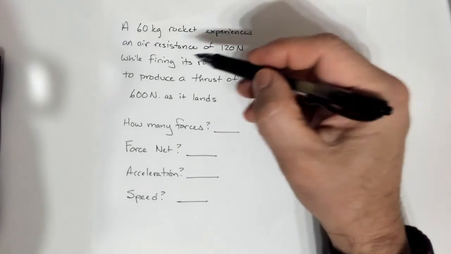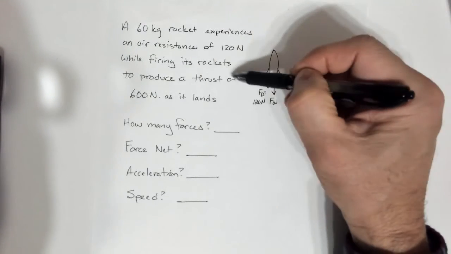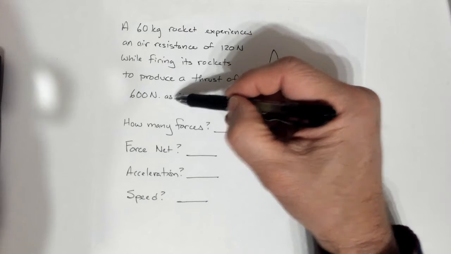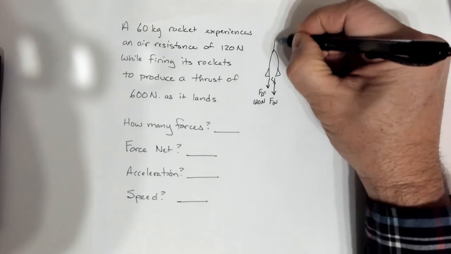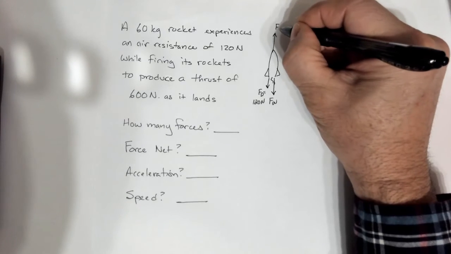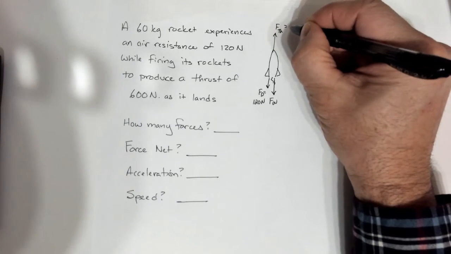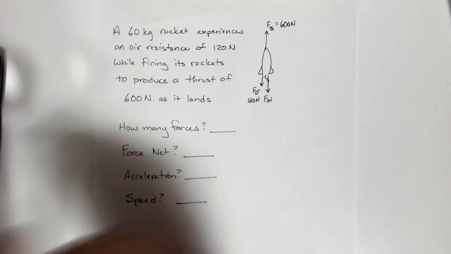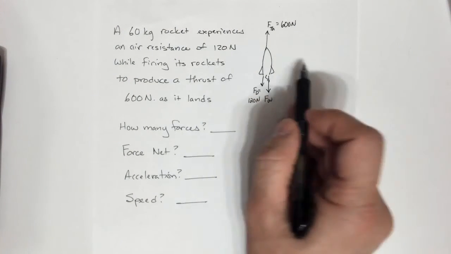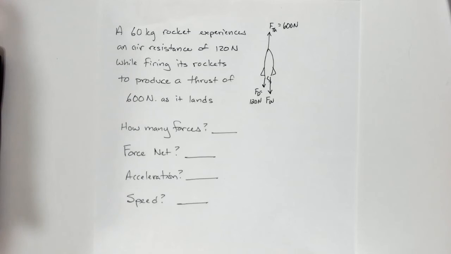Okay, and then it says it produces a thrust. Its rockets produce a thrust of 600 newtons. So if the rockets are pushing down, the thrust pushes it up. So we have force of thrust of 600 newtons. There is no horizontal information in a vertical problem, so I don't need to draw it.